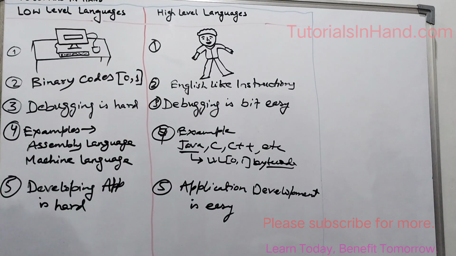So we have plotted the 5 differences between high level language and low level language, which will be sufficient for you to write in any exam, even if it is of 5 marks. I hope you have understood what we are trying to explain, and you will be easily able to write these things in your exams.